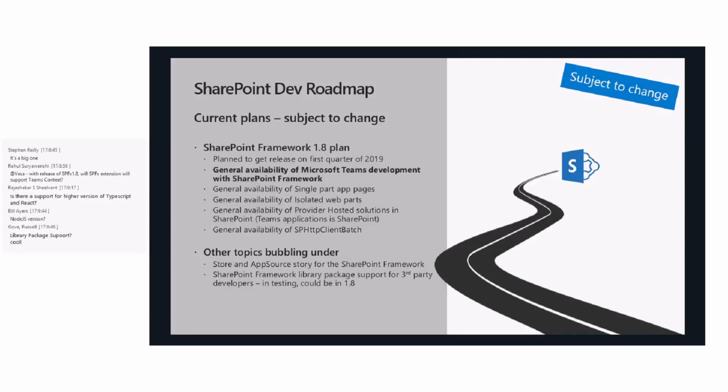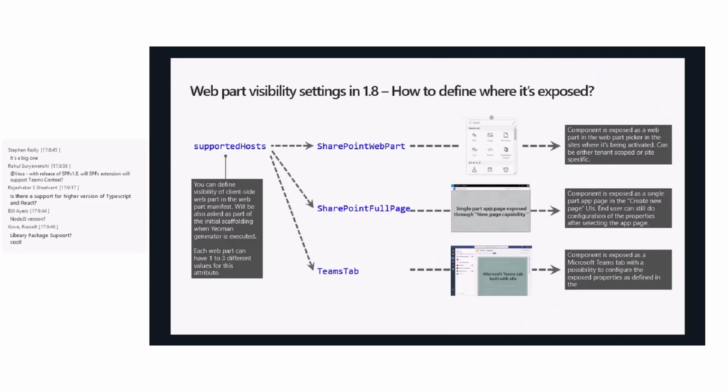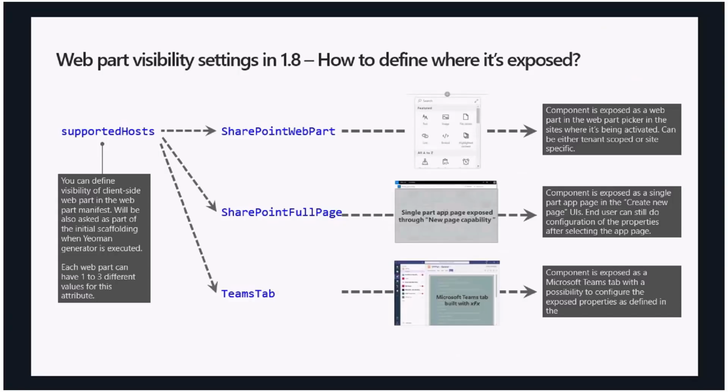Now, one thing we talked about last time already is the new attribute which will be available at the web part level around the supported hosts. And this is kind of an interesting thing. I slightly wanted to elaborate on this this time. Whenever you're implementing a SharePoint Framework web part, you are able to define where the web part will be visible.